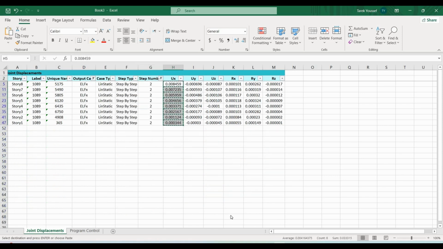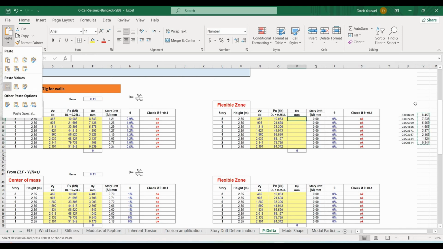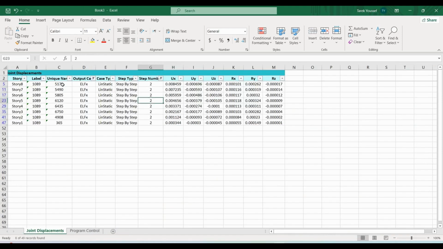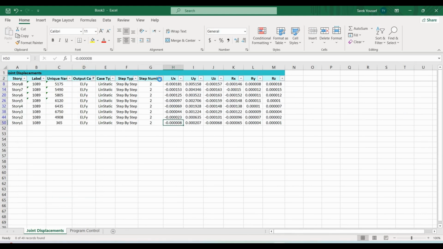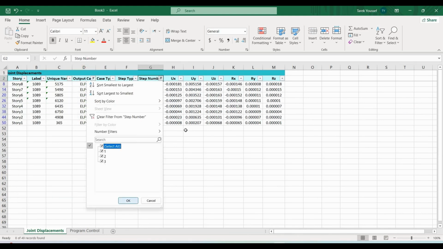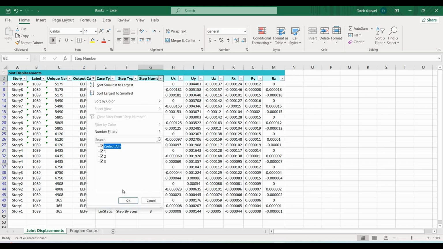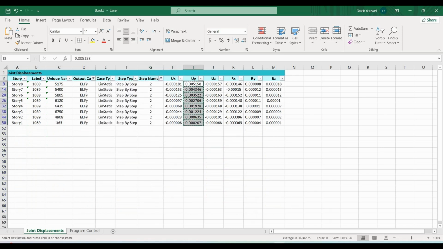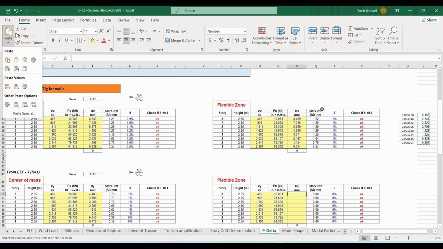And I need those displacements in the X direction. And now for the ELF in the Y direction, we need to use step number 2 as it provides the highest value. Add to here.